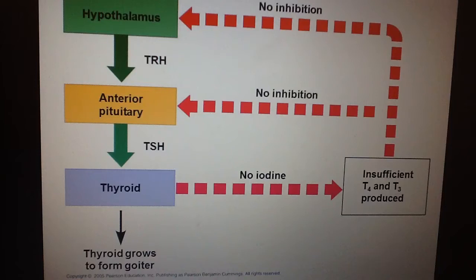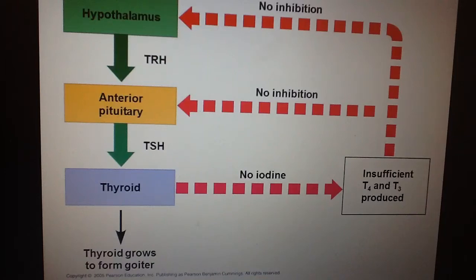If there's no iodine in your body, you don't make enough T4 or T3. If you're not making enough thyroxin, you can't go back and inhibit the hypothalamus or the anterior pituitary, which then keep telling your thyroid, make more, make more, make more. As a result of that continuous stimulation, your thyroid grows and you get a goiter.